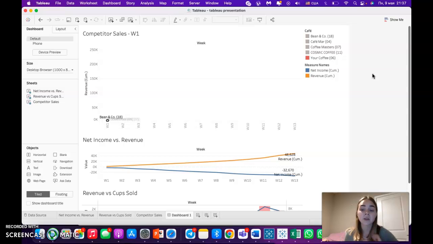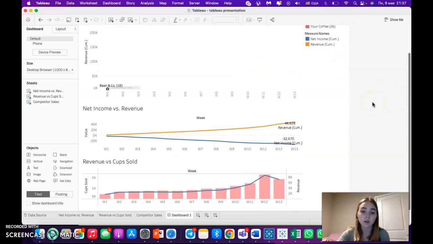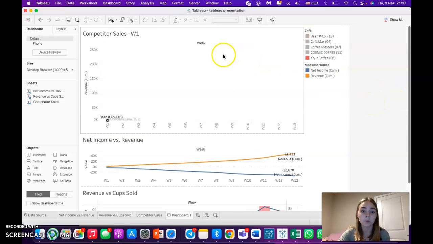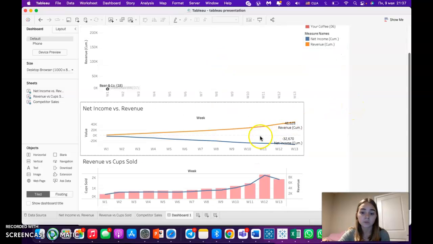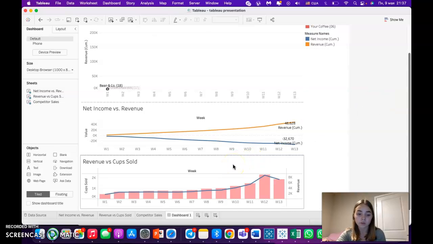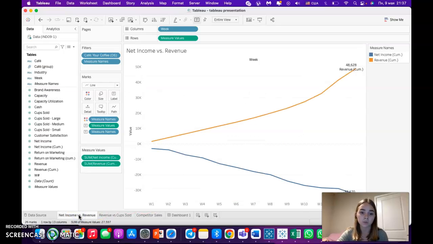And my cafe was named Your Coffee, and there are 3 graphs where we can see competitor sales, net income versus revenue, this line graph, and the last one is a bar chart for revenue versus cups sold. So there we can see all necessary information, and let's start with net income versus revenue.